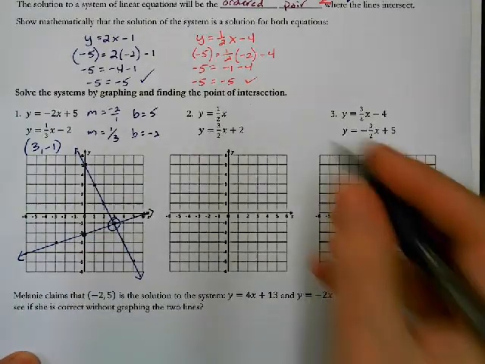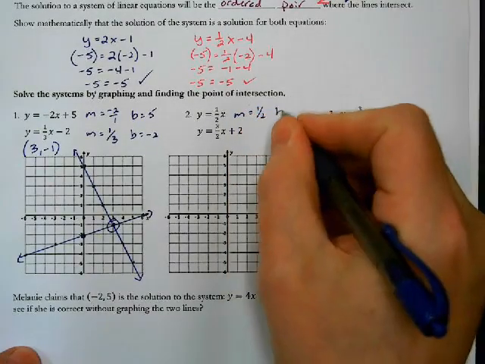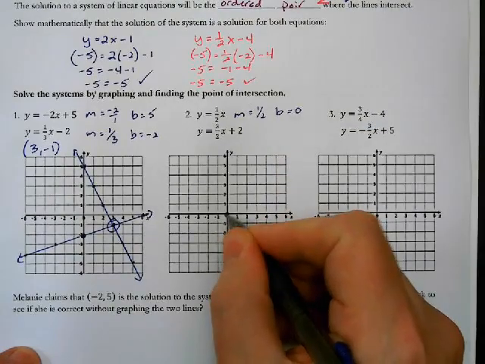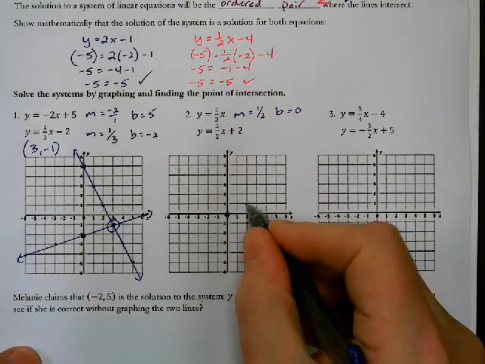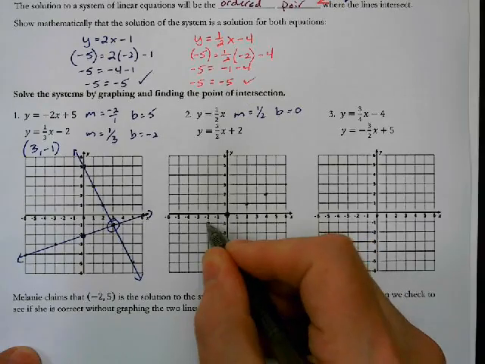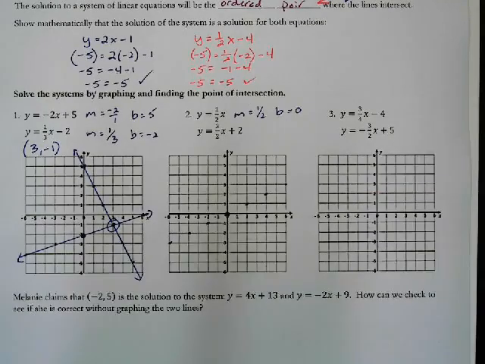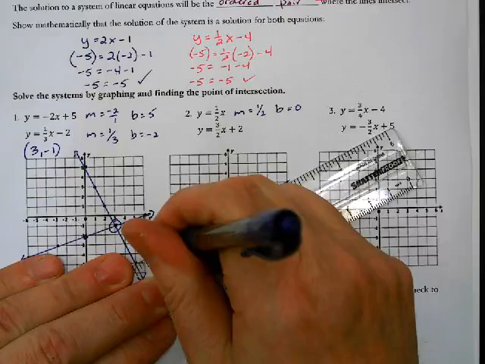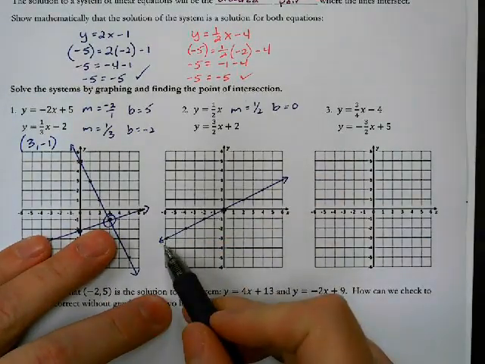Next one, slope is 1/2. Y-intercept, I don't see a number over here, so the y-intercept is 0. So this one goes through the origin. We're going to go up 1, over 2, up 1, over 2. Or we can go down 1, backwards 2 if we're feeling saucy. Delicious. There we go. Those are all the ordered pairs that work for that first equation.